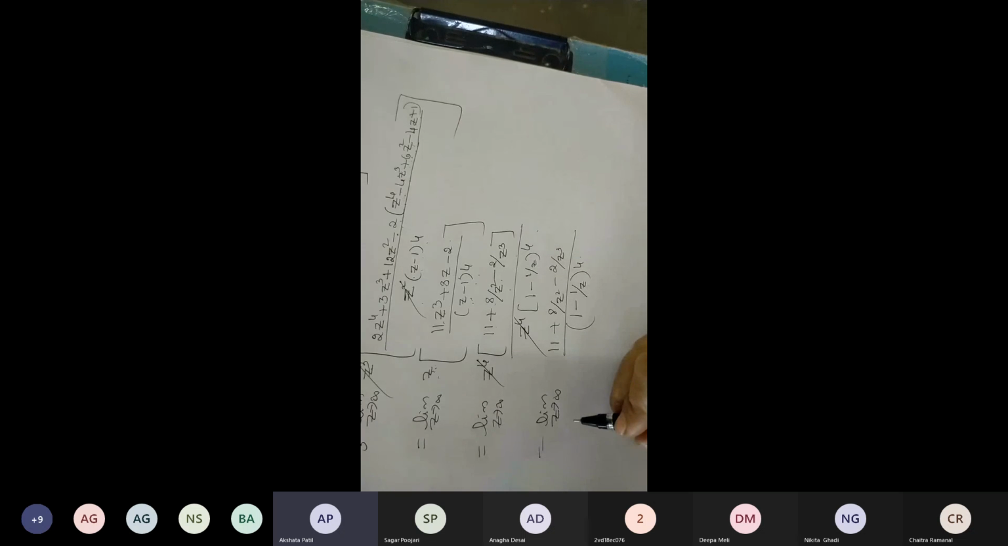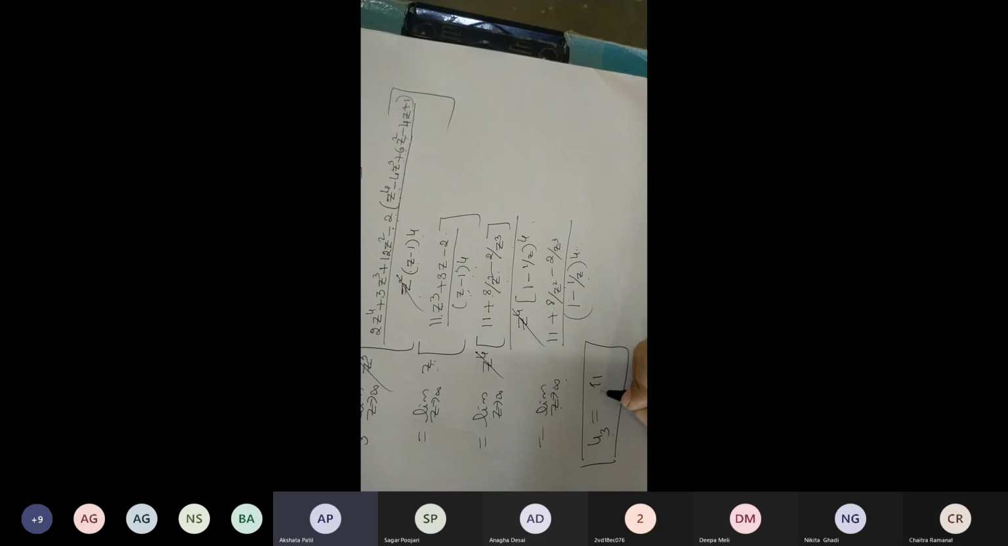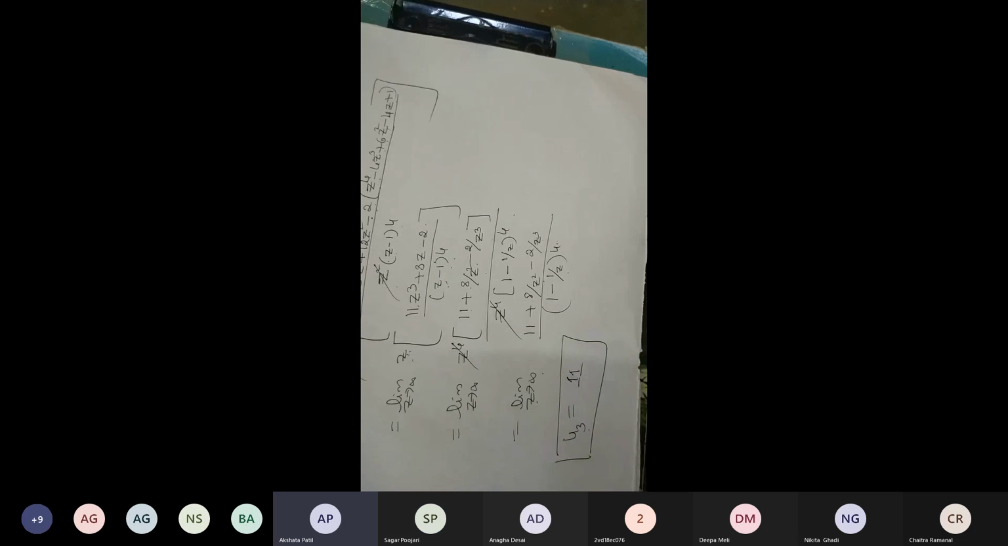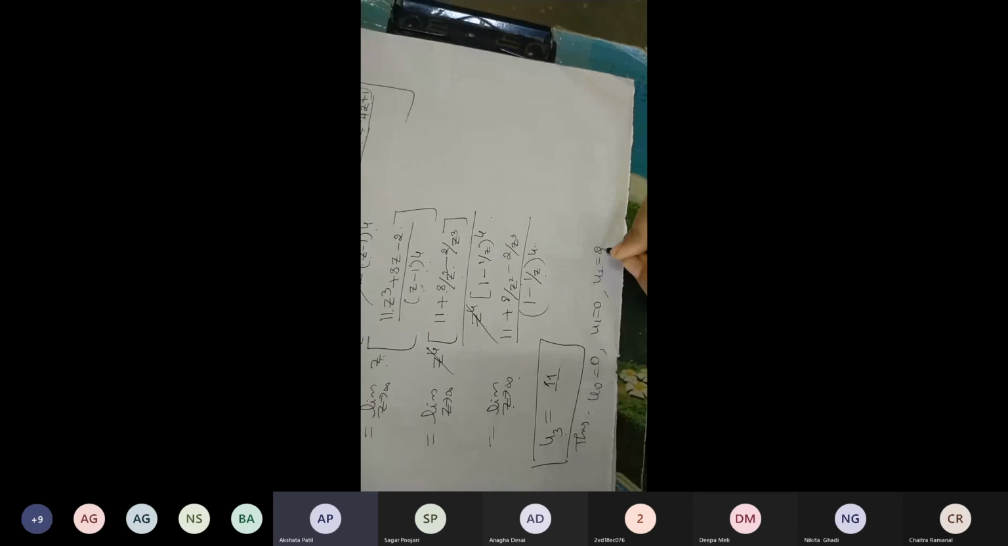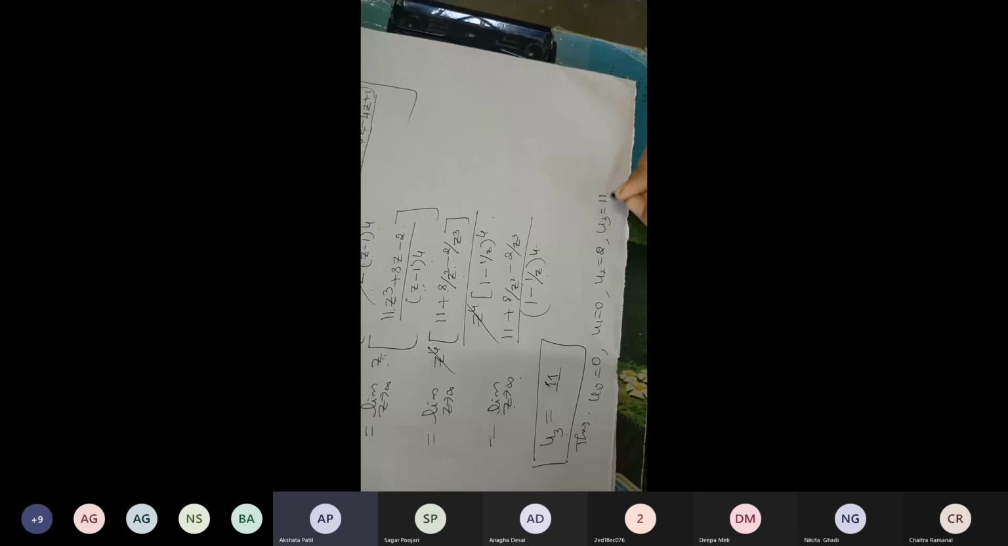Now let us substitute z tends to infinity here. 8 by infinity is 0, 2 by infinity is 0, 1 by infinity is 0. So here we are getting the u3 value as 11. Is it understood? Yes, ma'am. So here we are getting u0 as 0, u1 as 0, u2 as 2, and u3 as 11.